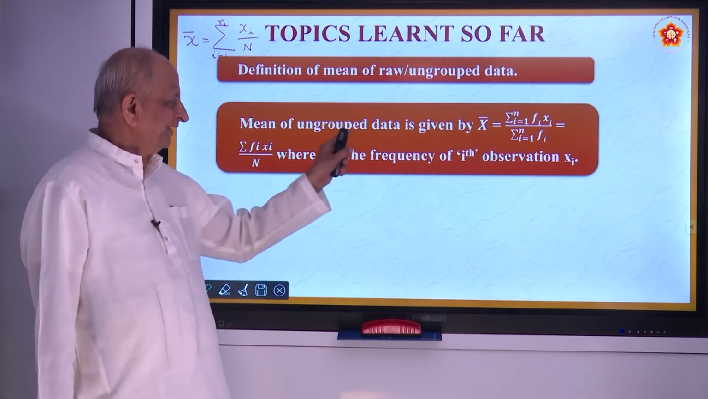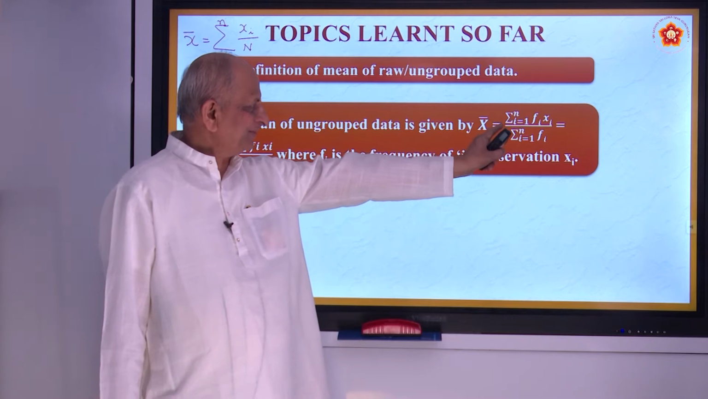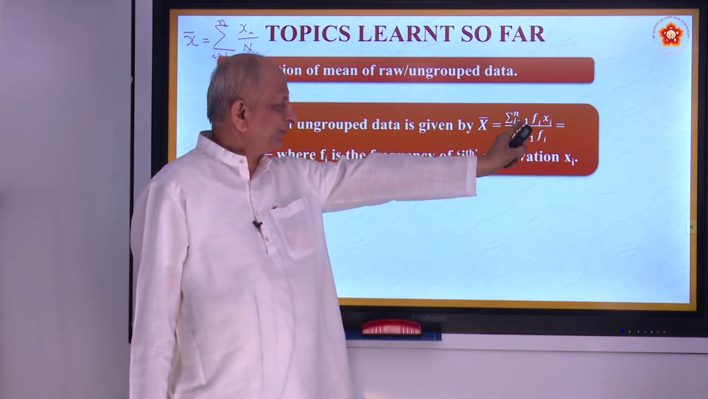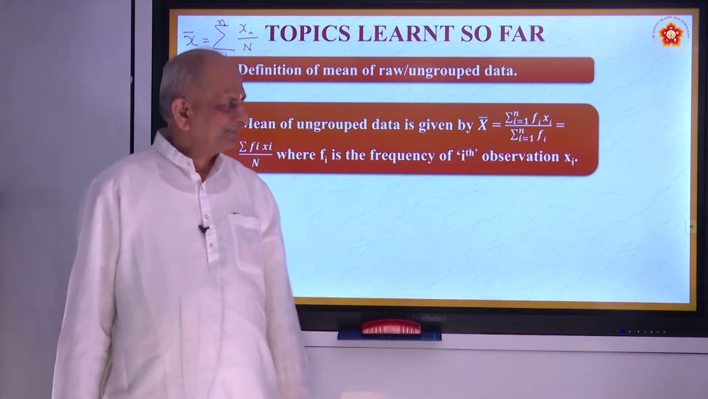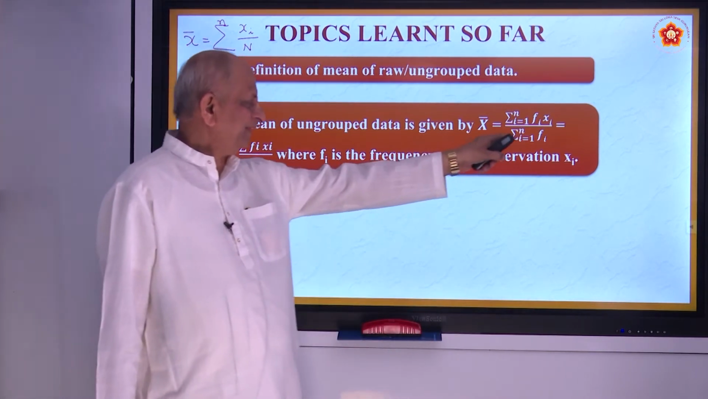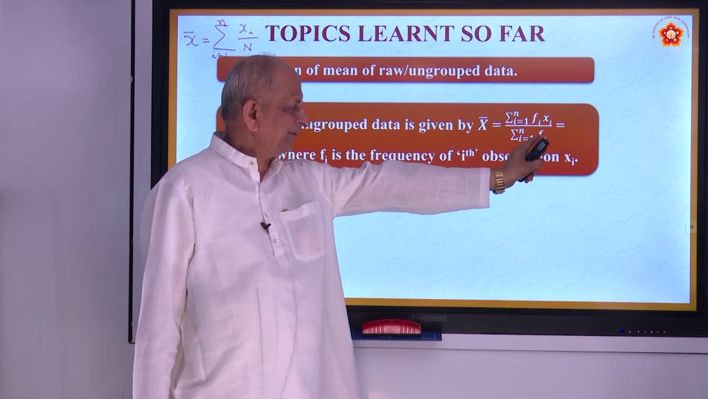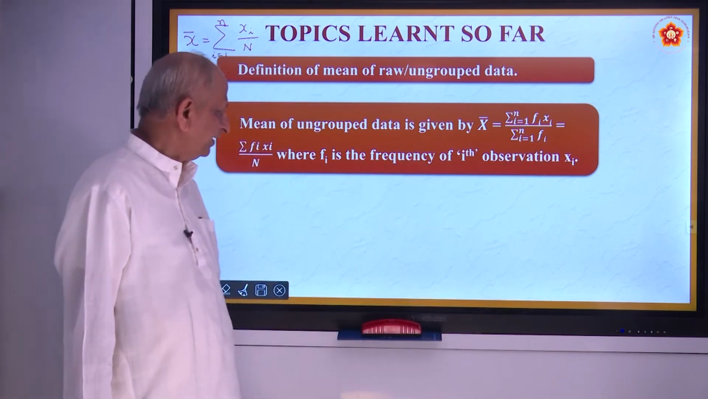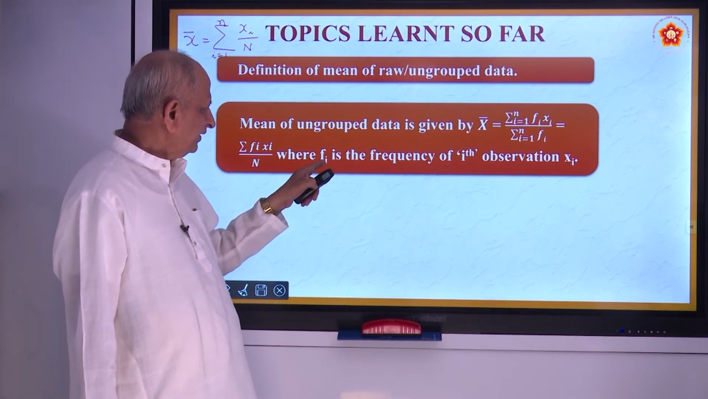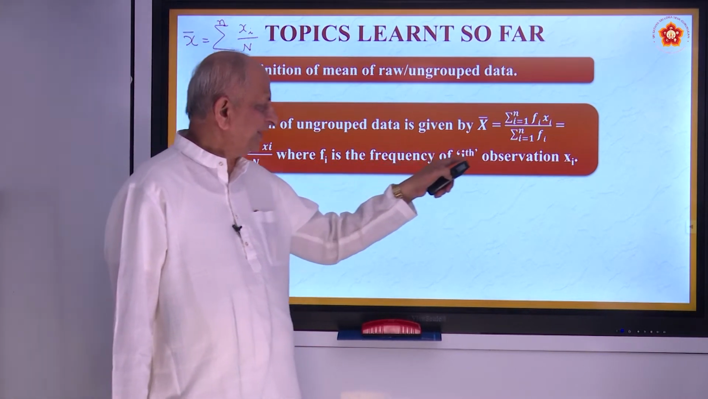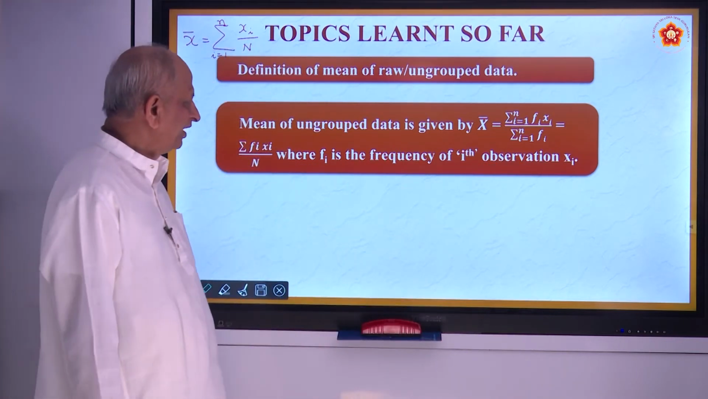The mean of grouped data is given by x bar is equal to the sum from i equal to 1 to n of fi into xi, divided by sigma fi. This sigma fi means n, it is also called n, where fi is the frequency of the ith observation. Okay, that we have also studied.